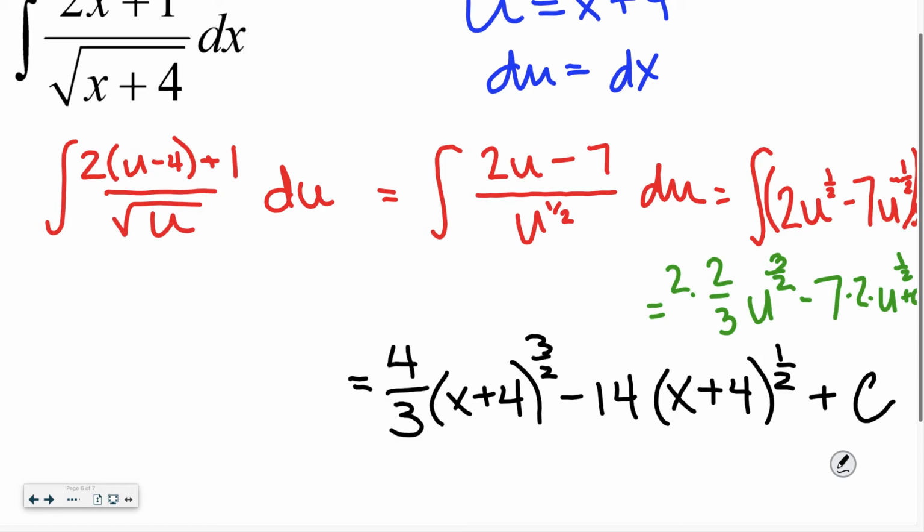Comments, questions, concerns? Tomorrow we're going to do some review for our quiz on Wednesday. And then Thursday and Friday we will begin looking at what an integral really represents graphically when we put numbers on it.